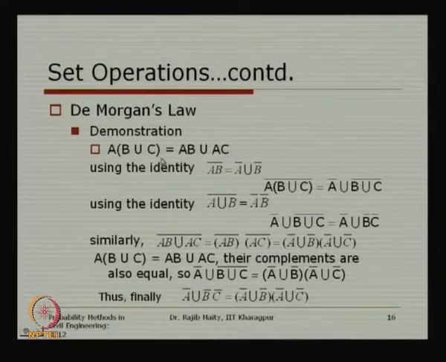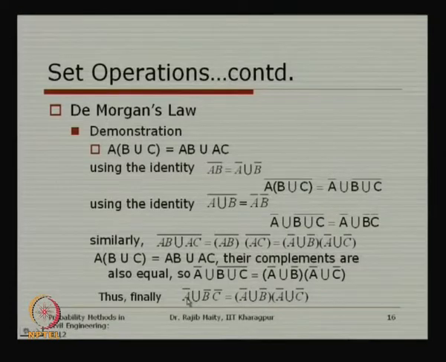This is a demonstration of what we just told: this is A intersection B union C, and A intersection B union A intersection C. You can even draw another figure just to see whether these two quantities are the same or not. You can see by a simple Venn diagram that these two quantities are the same. Now you see this relationship, and just see the last line first before you go through all these steps.